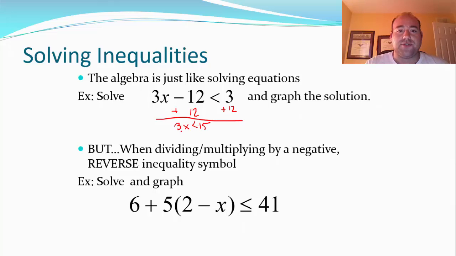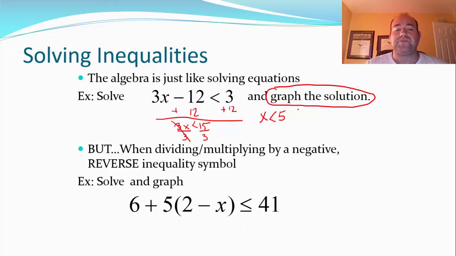We need to undo the multiplication of 3 by dividing by 3. And then 15 divided by 3 is 5. So now our solution is x is less than 5. Now notice something we didn't have with an equation. This little phrase here: graph the solution. When we solved equations earlier in this chapter, we got one answer. X is 4, for instance.